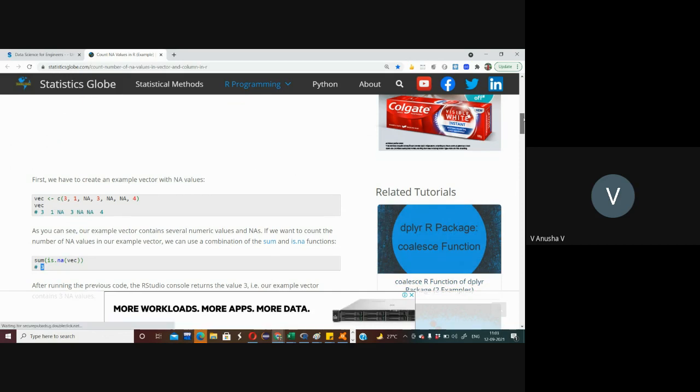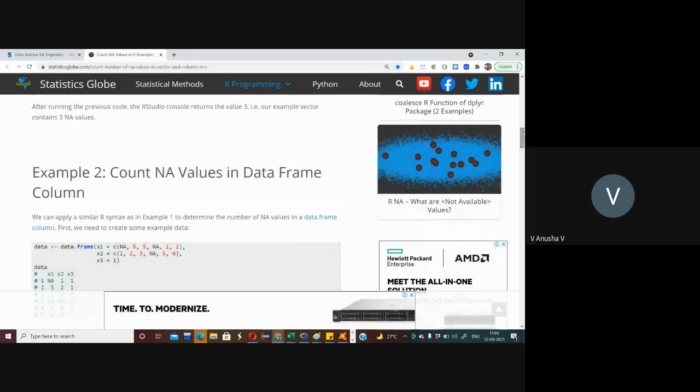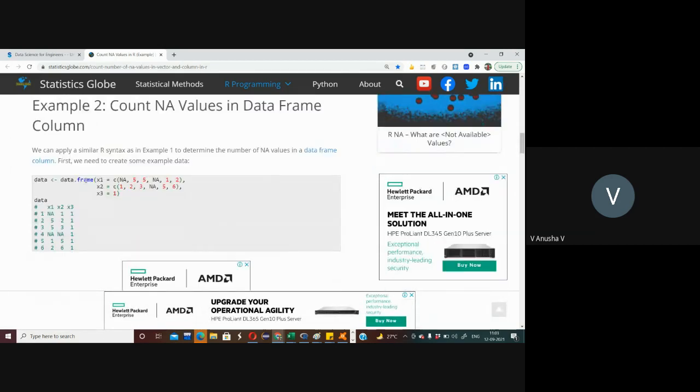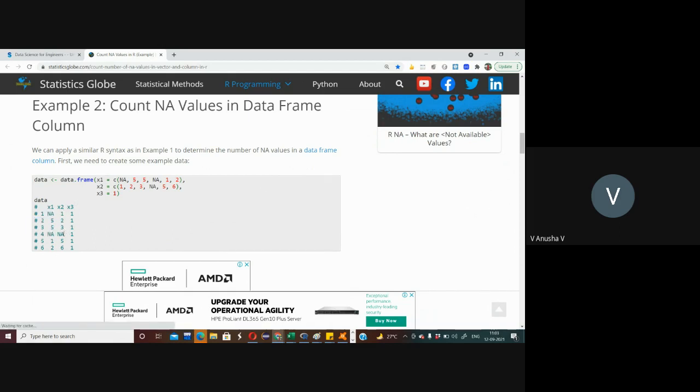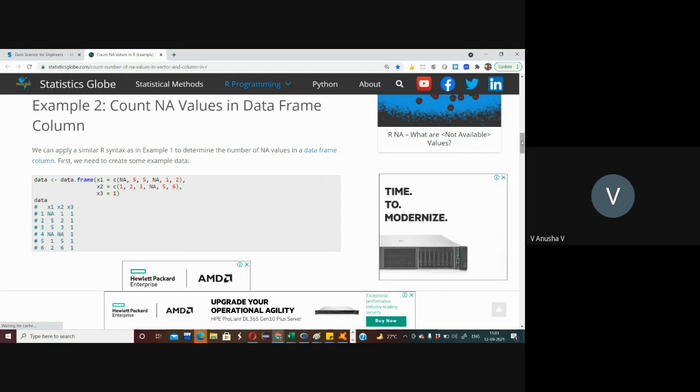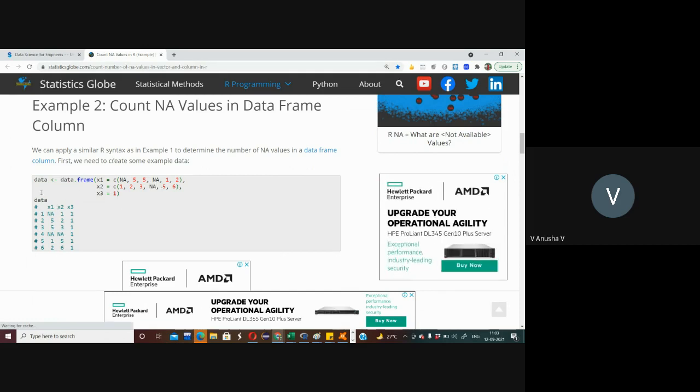Similarly, you can also count NA values in each data frame column. Here they have created a data frame with 3 columns. The X1 column has 2 missing values, the X2 column has one missing value, and the X3 column has no missing values. So rather than counting the overall missing values, I can also count missing values for each column.